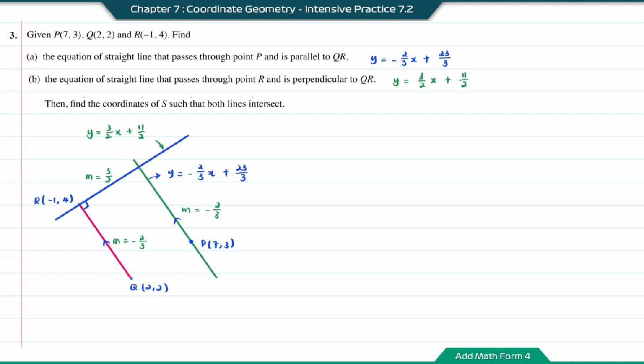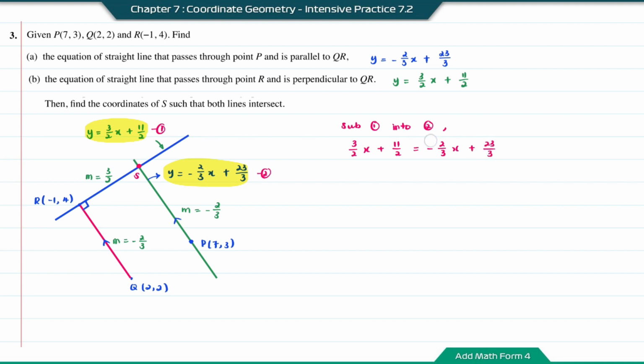Now we want to find the coordinate S. Here will be the position of the point S. As we have the equations of both straight lines, we're going to solve this using the simultaneous linear equations method. First, I'm going to let this equation be number 1 and this equation be number 2. Here I'm going to sub equation 1 into equation number 2. So this will be 3 over 2x plus 11 over 2 equal to negative 2 over 3x plus 23 over 3.